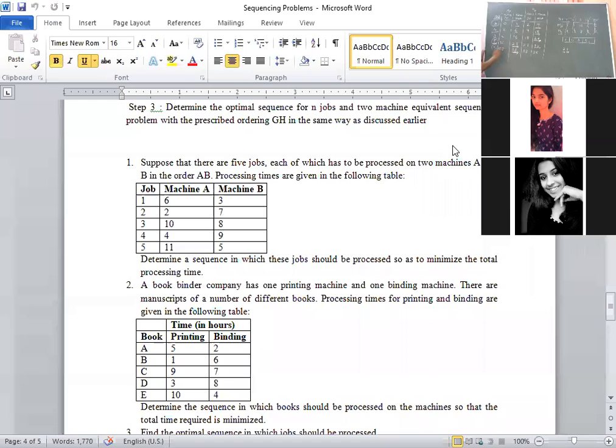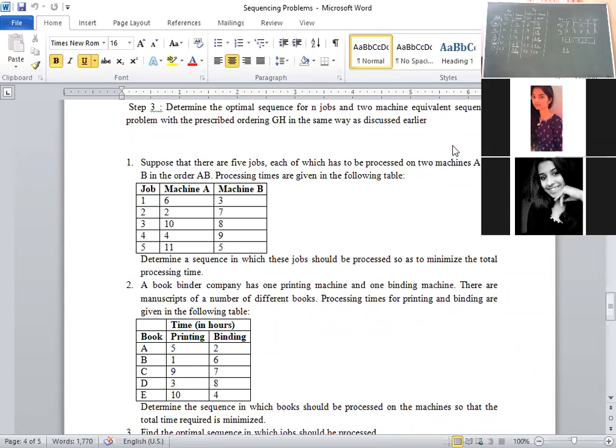Here again, to perform the first job, machine A is busy till the 33rd hour. After completion of this, only then will it enter machine B. That's why we are taking 33 as it is. Machine B will take 3 hours to perform job 1. 33 plus 3, it's 36.